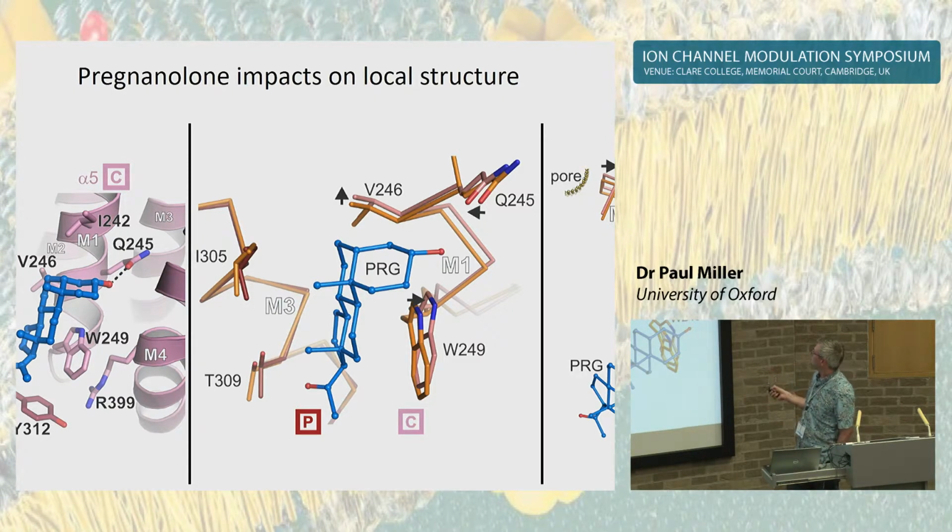And if we look at the impact, it causes a kind of torsion on the bottom of this M1 helix, just sort of bending it away from the pregnenolone, which impacts on this very short 3 amino acid linker across to this proline, which lines the gate at the bottom of the pore.